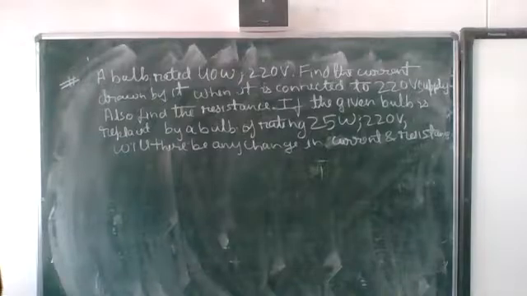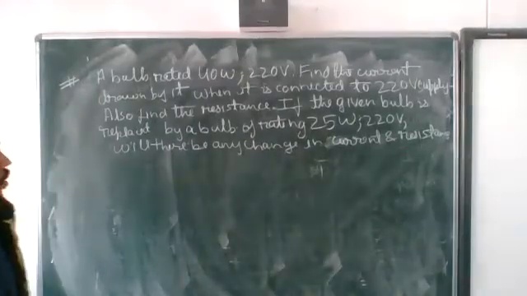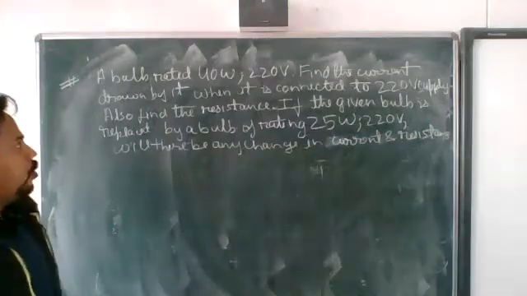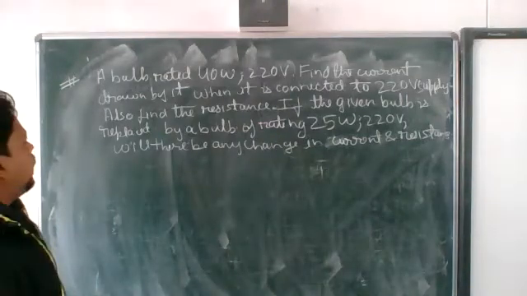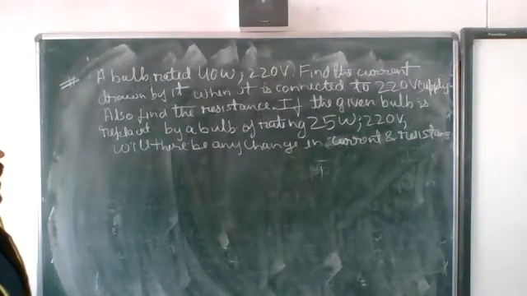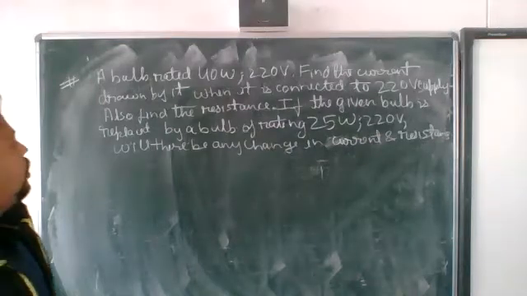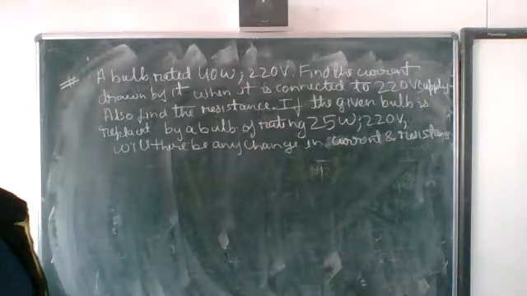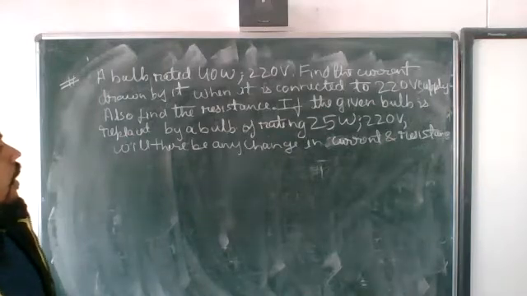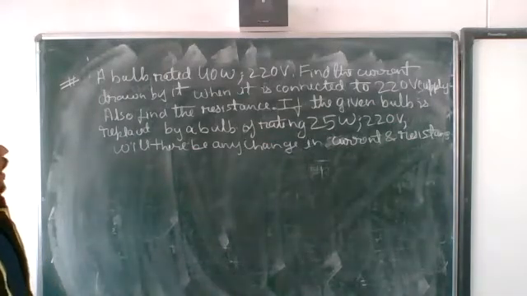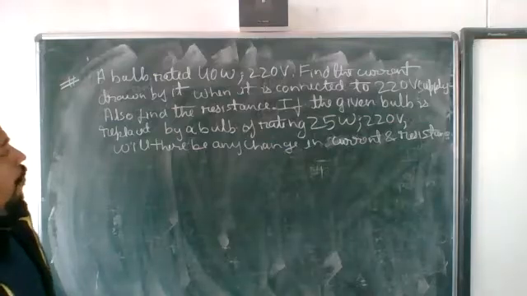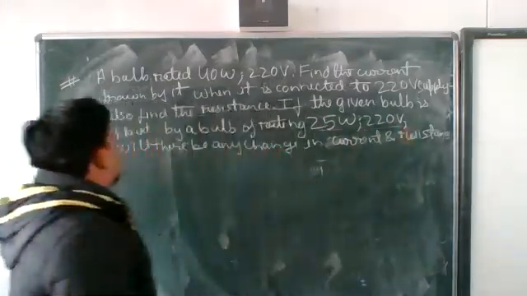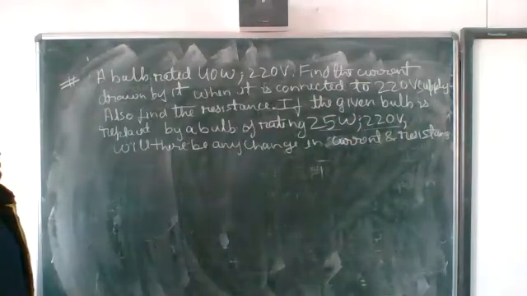Next question regarding electricity. The question says that a bulb is rated 40 watts and 220 volts. Find the current drawn by it when it is connected to a 220 volt supply. Also find the resistance. And if the given bulb is replaced by a bulb of rating 25 watts and 220 volts, will there be any change in current and resistance?